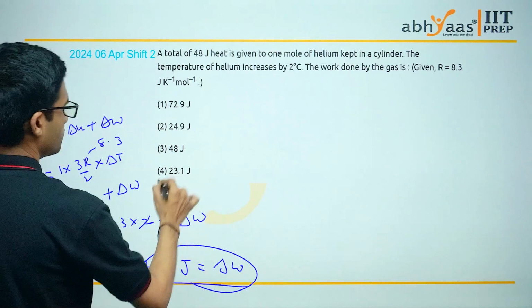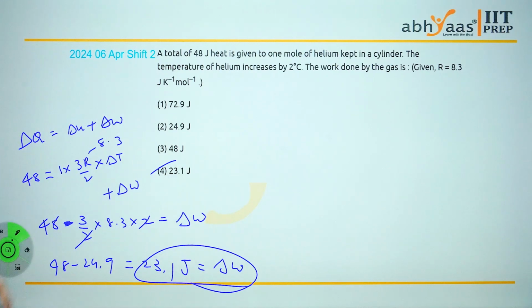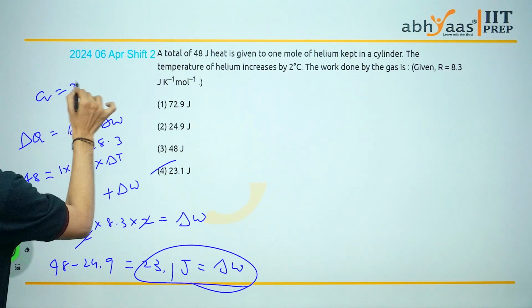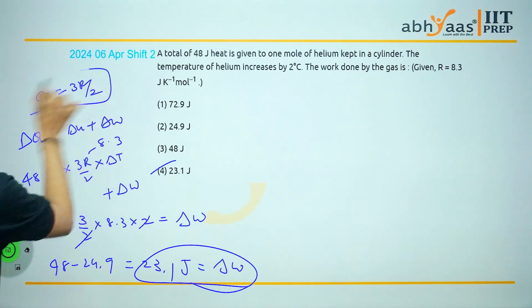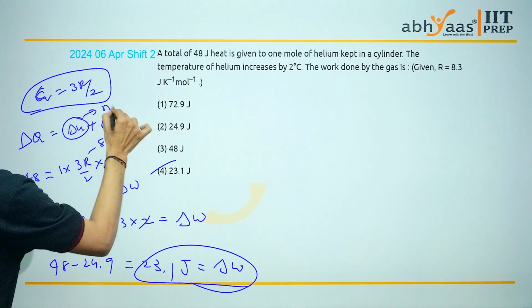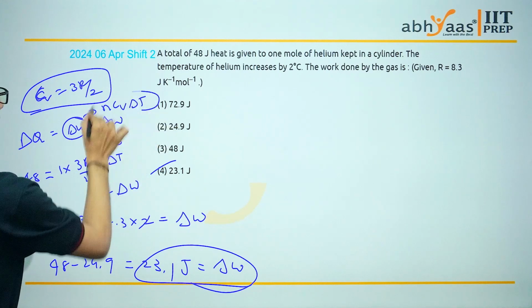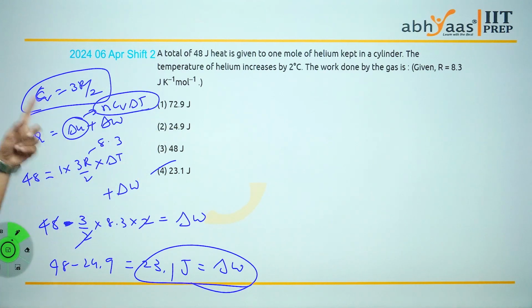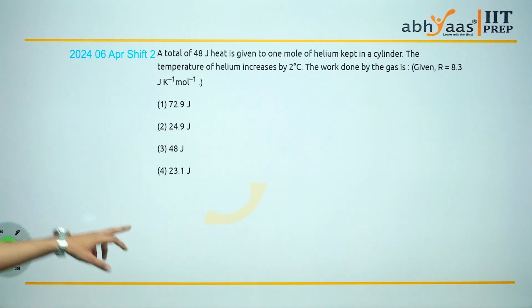So a simple question, direct, hardly 3 steps, if you know that CV is equal to 3R by 2 for this monoatomic gas. See, nCV delta T, this is nCV delta T. That's what I substituted here. CV is 3R by 2 for helium. So that's why we got this one.